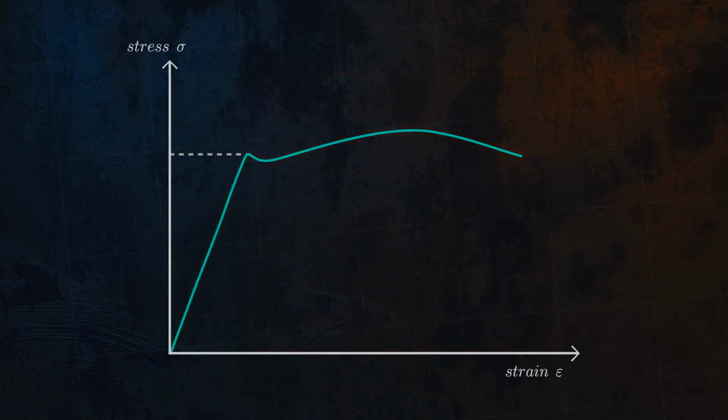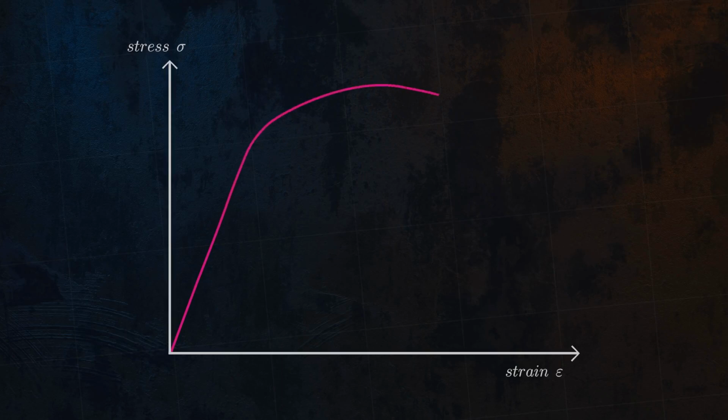For some materials, the transition from elastic to plastic deformation is not clearly defined. In these cases, the yield strength can be defined using the 0.2% offset method. This involves drawing a line with the slope equal to Young's modulus and shifting it 0.2% to the right on the stress-strain curve.